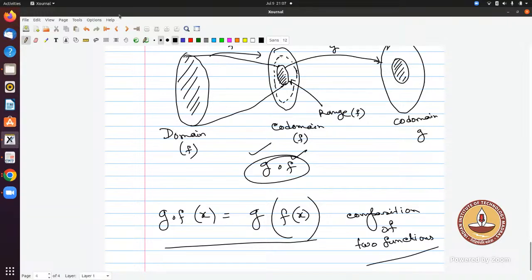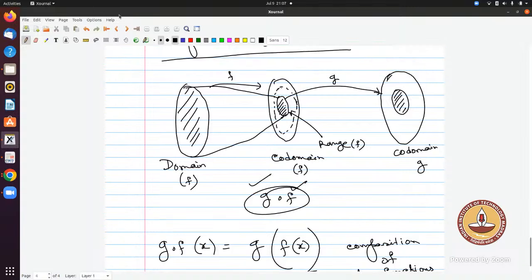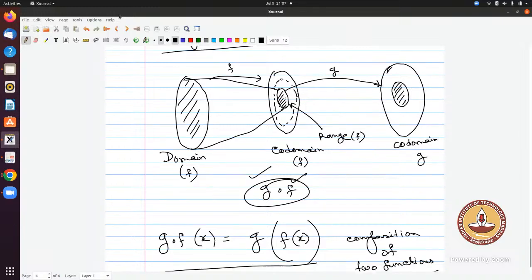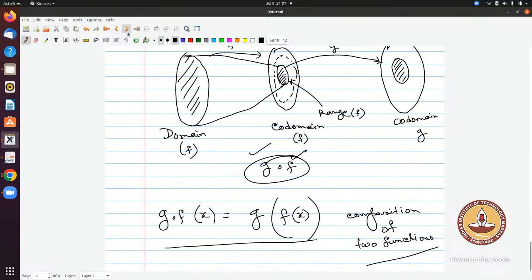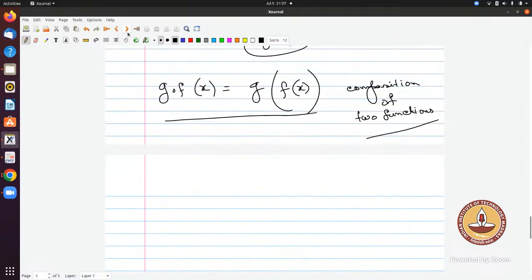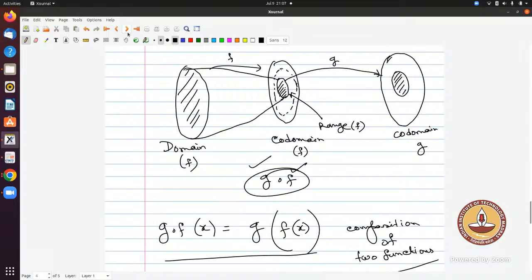So is the diagram clear? Whatever we have drawn, because this diagram will play a very important role in finding the domain of this one. Yes, sir, very clear. Small doubt. Regarding the domain of G, should it be the range of f? Or it should be a subset of that, not necessarily equal?